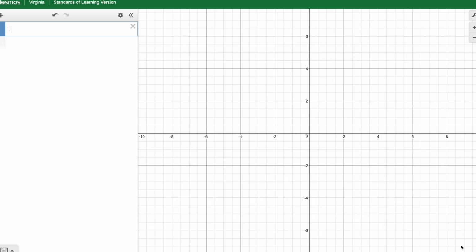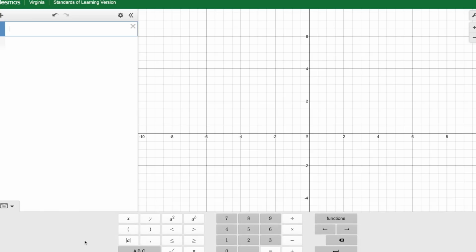Well, let's use the Desmos calculator to figure that out. So I'm going to bring up the keypad on the lower left corner here. So first you have to know how to find our trig functions.